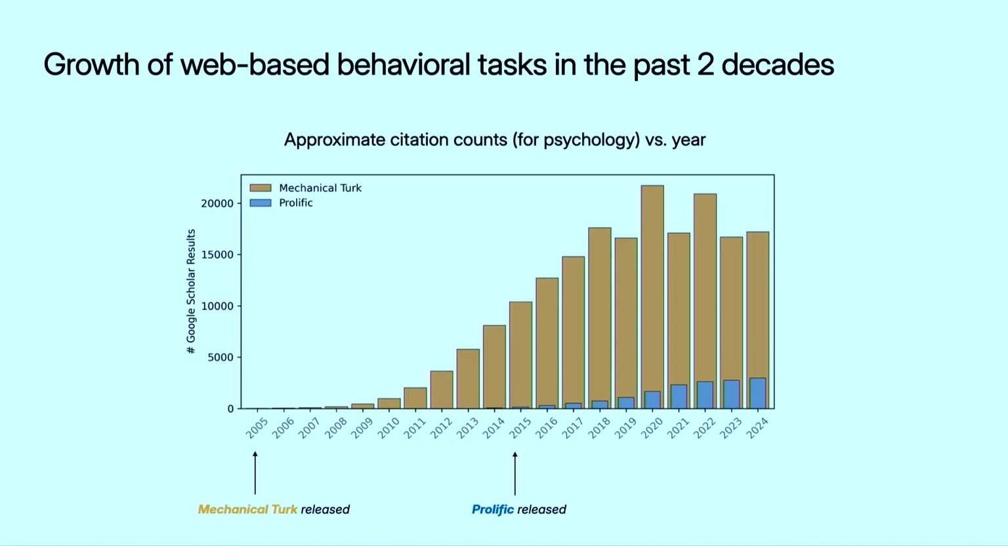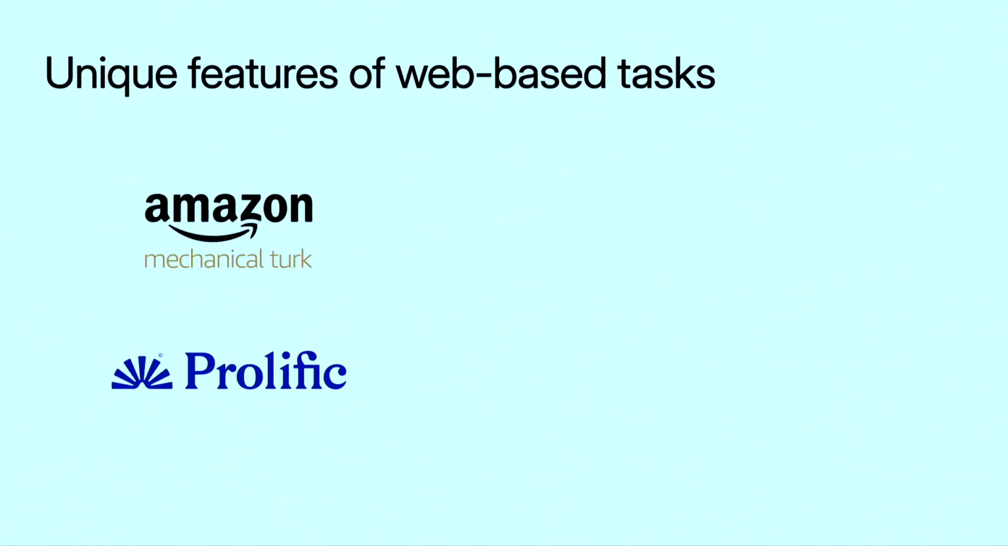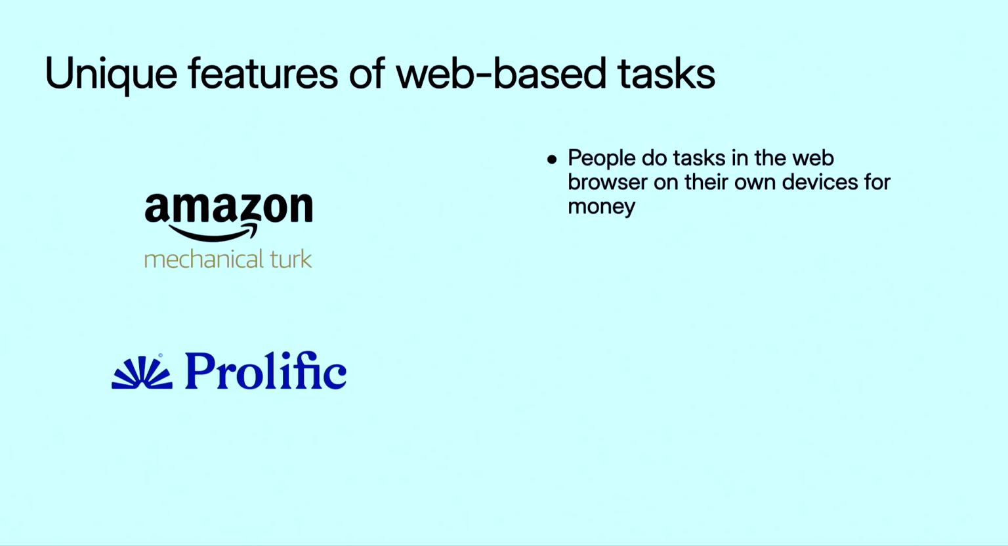You don't even need a dedicated space in the lab anymore. You just need a computer. So it's also very easy to scale. Unlike an in-lab experiment, you don't have to recruit people on an individual basis. You can recruit broadly and internationally. So if you haven't used these platforms before, I just want to go over a few pretty basic facts about how they work. So first, these are platforms where people do tasks in their web browser on their own computers for money.